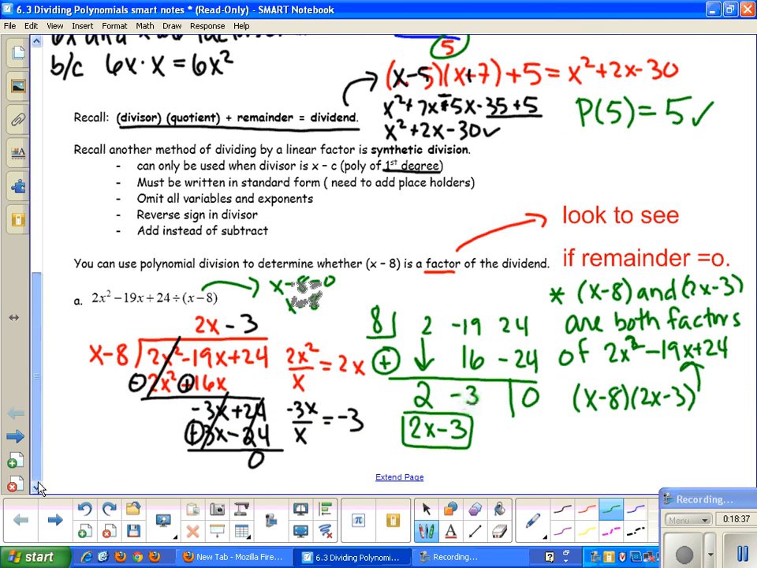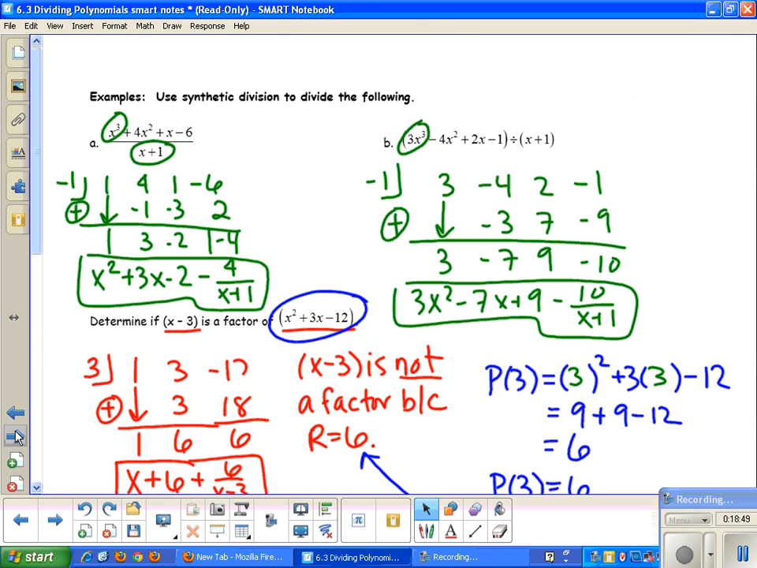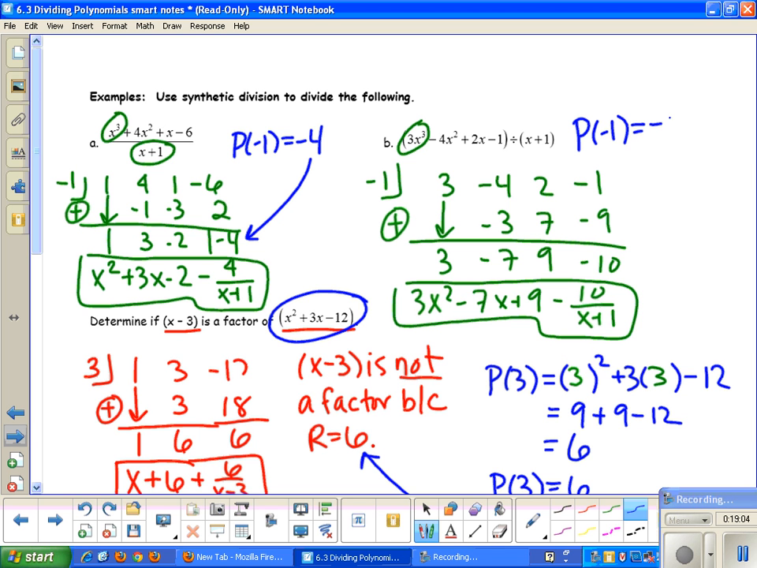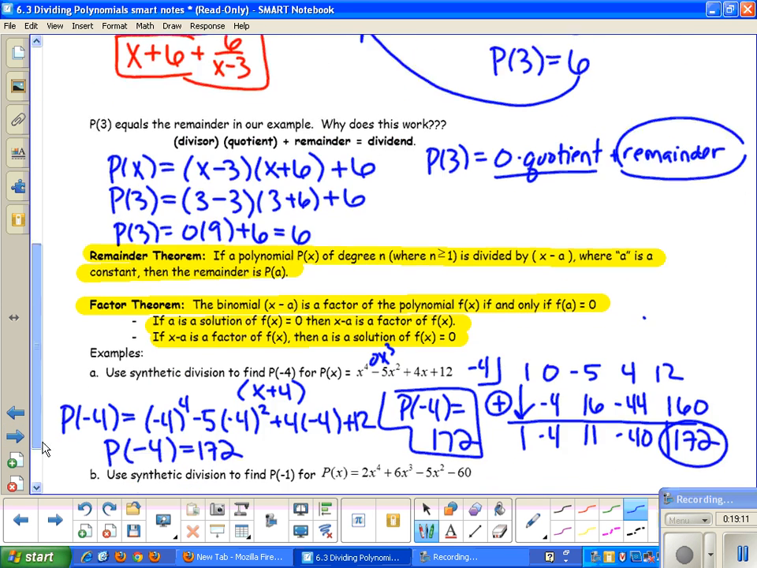If I did this equation right here, P of 8 is going to be equal to 0 because our remainder is 0. And then over on the next page, for these problems, if I did P of -1, it should be equal to -4 because my remainder was -4. And over here, if I do P of -1, I would get -10 because my remainder is -10. So it's a nice way to check your synthetic division or long division.